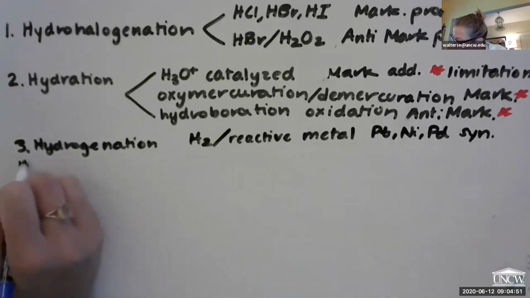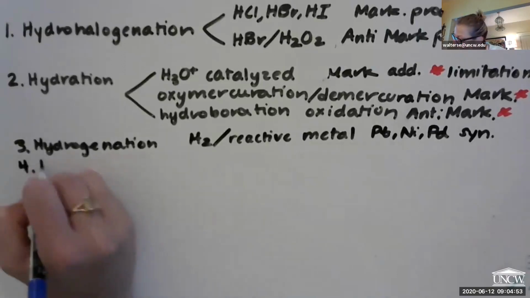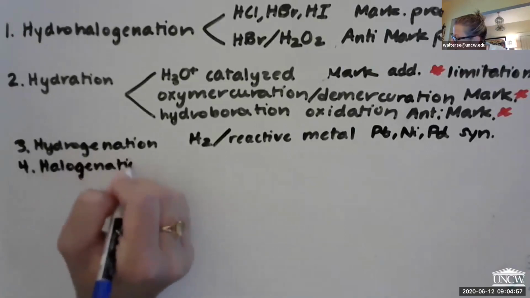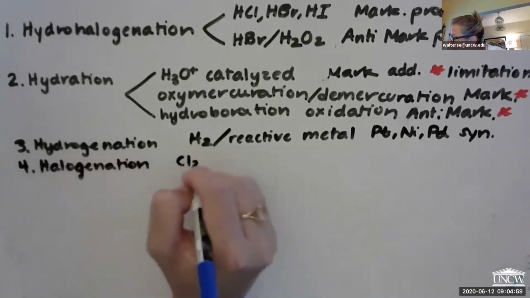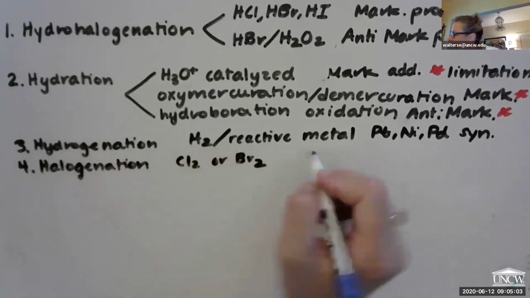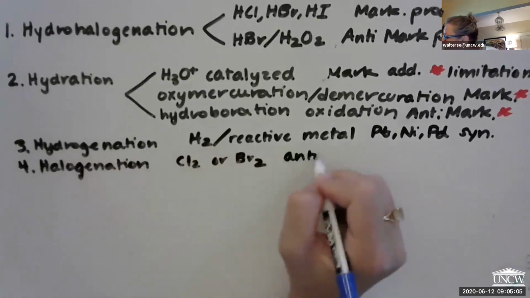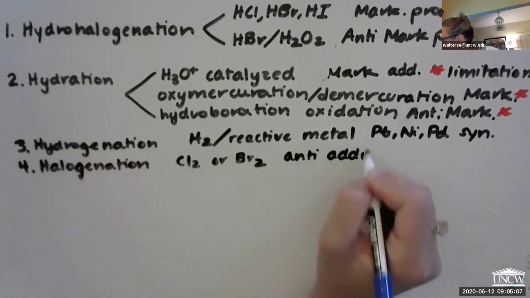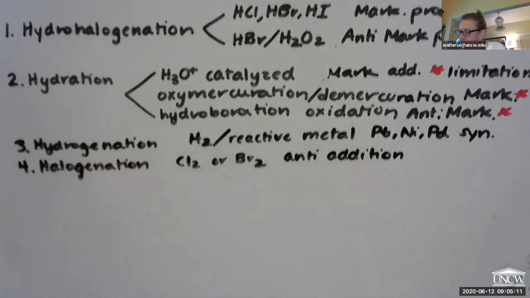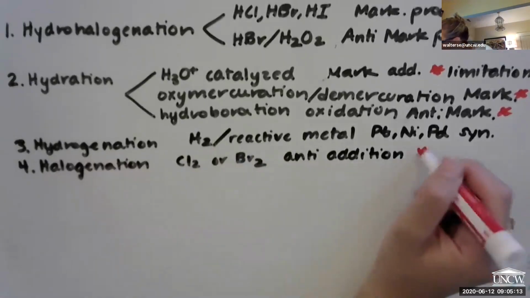Okay. The fourth was halogenation, which is Cl2 or Br2. These add by anti-addition, and if it's cyclic, you're going to get a mixture of enantiomers. This one you had a mechanism for as well.